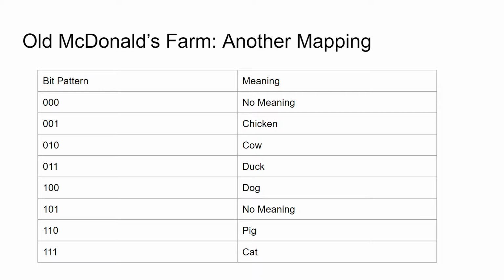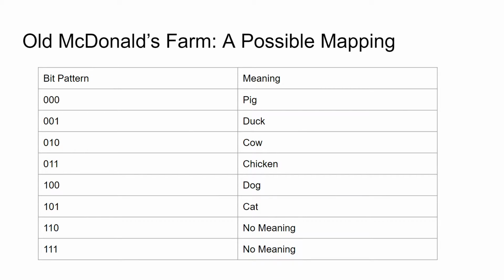So over here we have another mapping, right? So we said that 0, 0, 0 has no meaning. 0, 0, 1 is chicken. 0, 1, 0 is a cow. 0, 1, 1 is a duck. 1, 0, 0 is a dog. 1, 0, 1 has no meaning. And pig and cat are down there at the bottom. Which of these mappings is better?